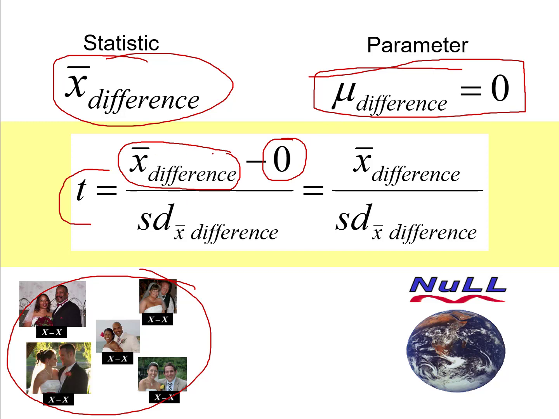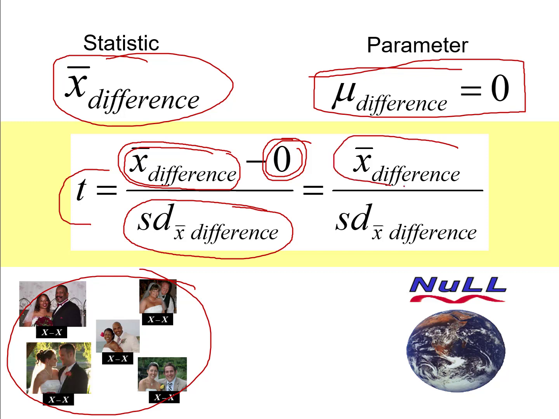And so I take the statistic from my study and subtract from it the true population parameter, divide it by the standard error of my statistic, that is the standard error of the mean difference score, and that will always simplify to my statistic divided by its standard error, the mean difference score divided by the standard error of mean difference score.